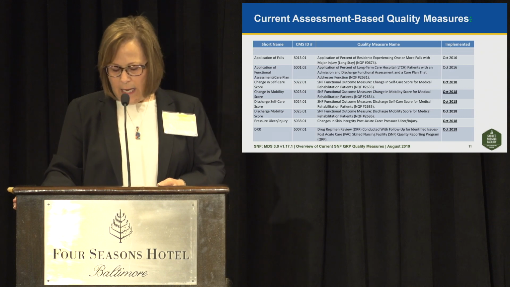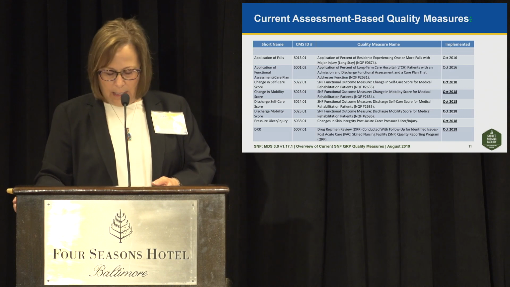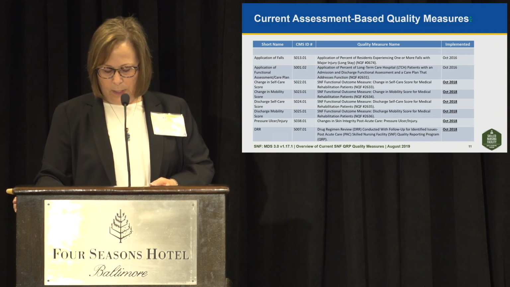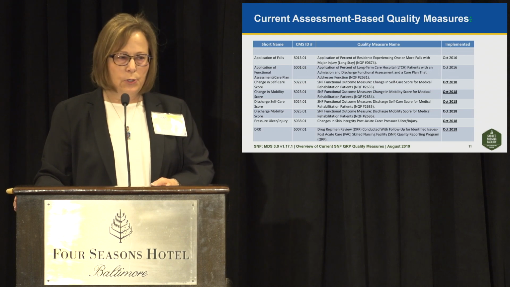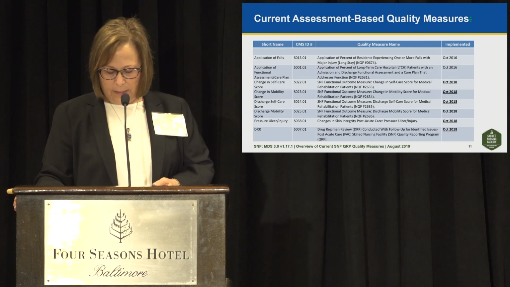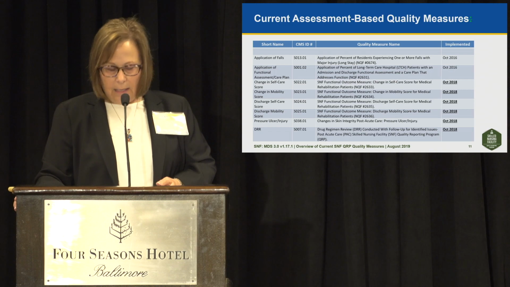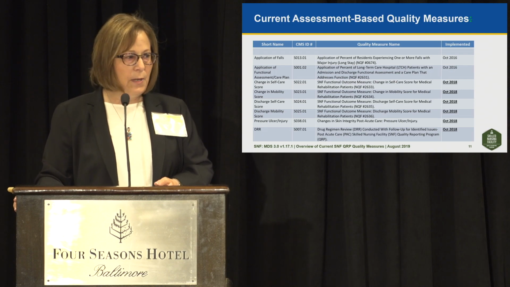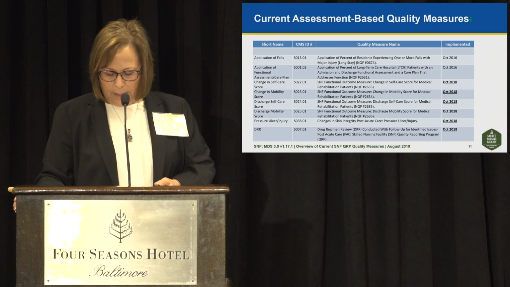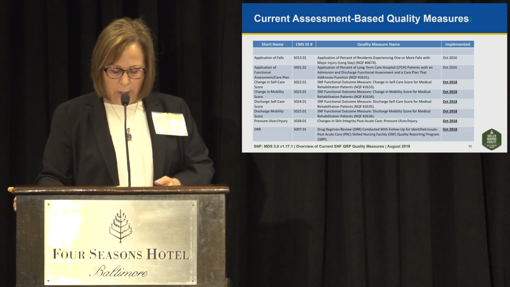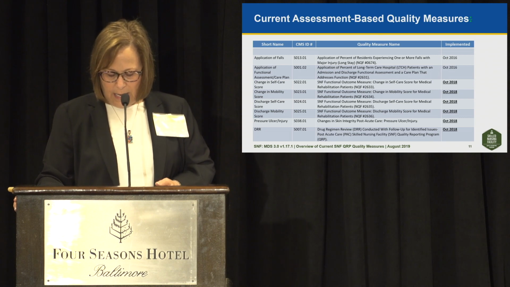There are currently 8 assessment-based measures in the Skilled Nursing Facility Quality Reporting Program. The first 2 measures were implemented in October 2016. They are application of percent of residents experiencing 1 or more falls with major injury, and application of percent of long-term care hospital patients with an admission and discharge functional assessment and care plan that addresses function.